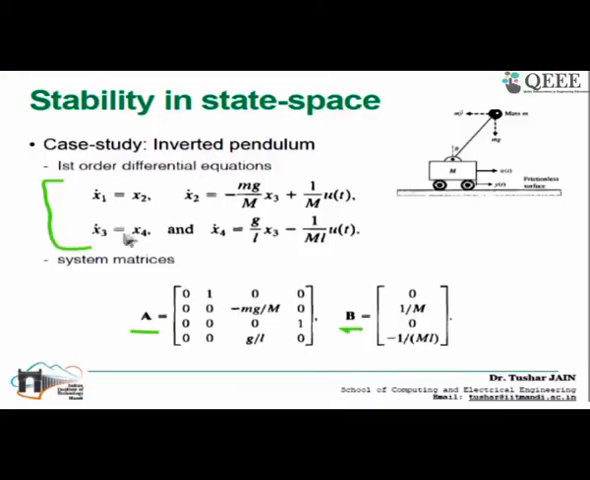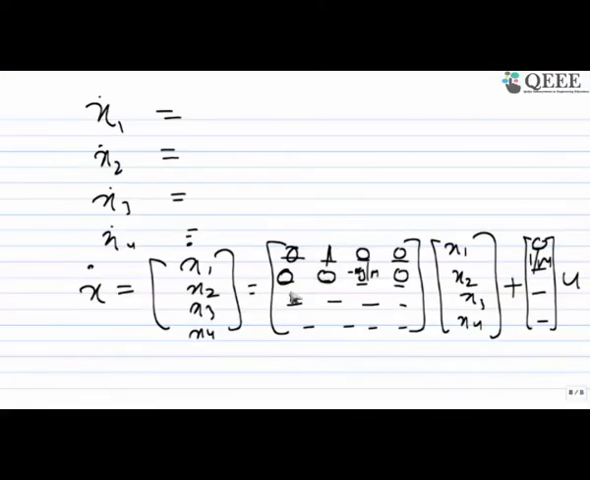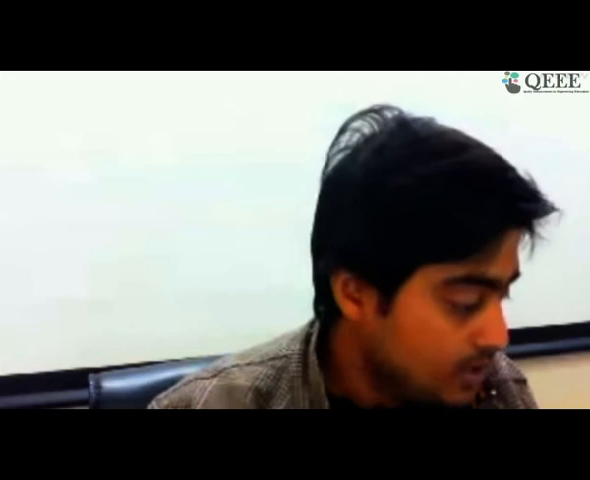If you notice, x3 dot is equal to x4, so all of these elements are 0, and x3 dot is equal to x4. If you see the last equation, x4 dot is x3 and u, so this is 0, this is 0, x3 is g by l, this is 0, and this could be minus 1 over ml. So from there I got my A and B matrices. Now once I have these A, B matrices, how can I determine the stability?